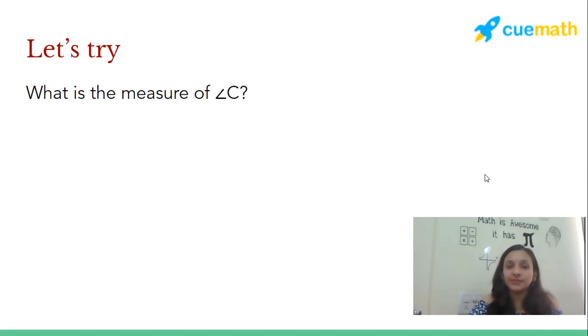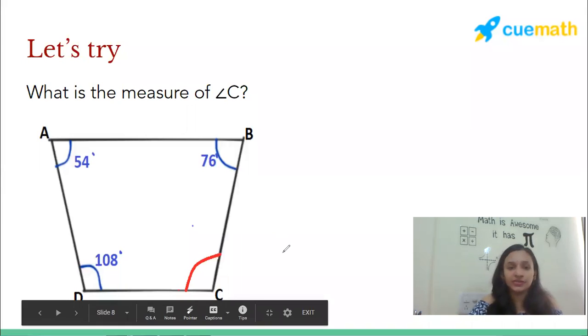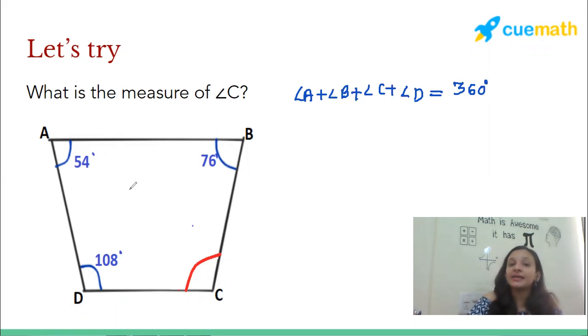Now, the question here is, what is the measure of angle C? This is the quadrilateral that you see here, of which three angles are given. The sum of angle A plus angle B plus angle C plus angle D should always be equal to 360 degrees in a quadrilateral. Three angles are already given, which are angle A, angle B, and angle D, and angle C is not given, and that is the unknown. That's what you need to find. What is the measure of angle C here?